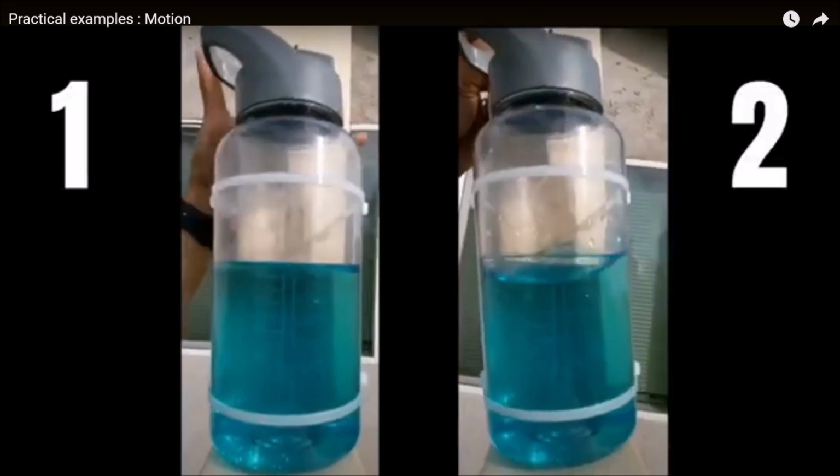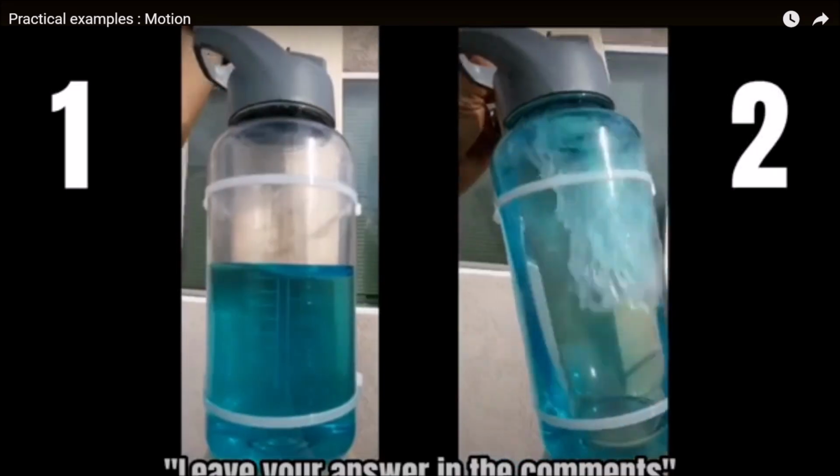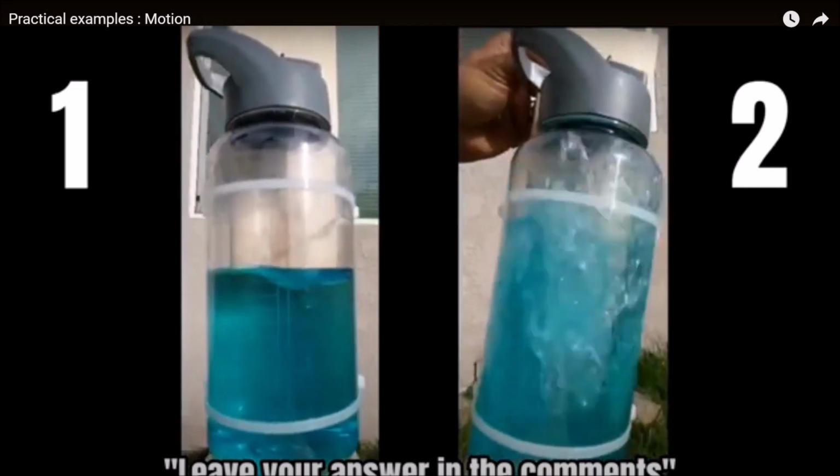So when we're talking about downwards acceleration, which bottle will you bet is the one accelerating? 1 or 2?